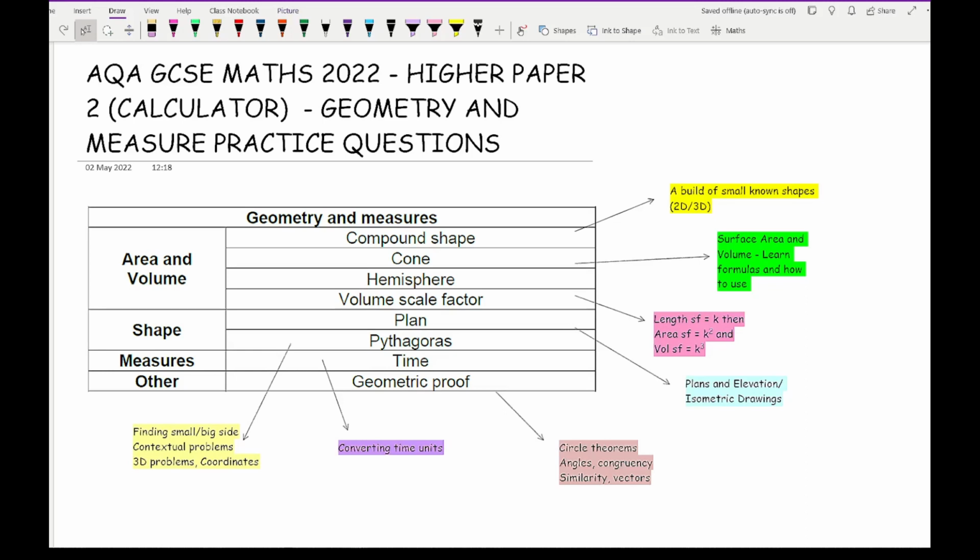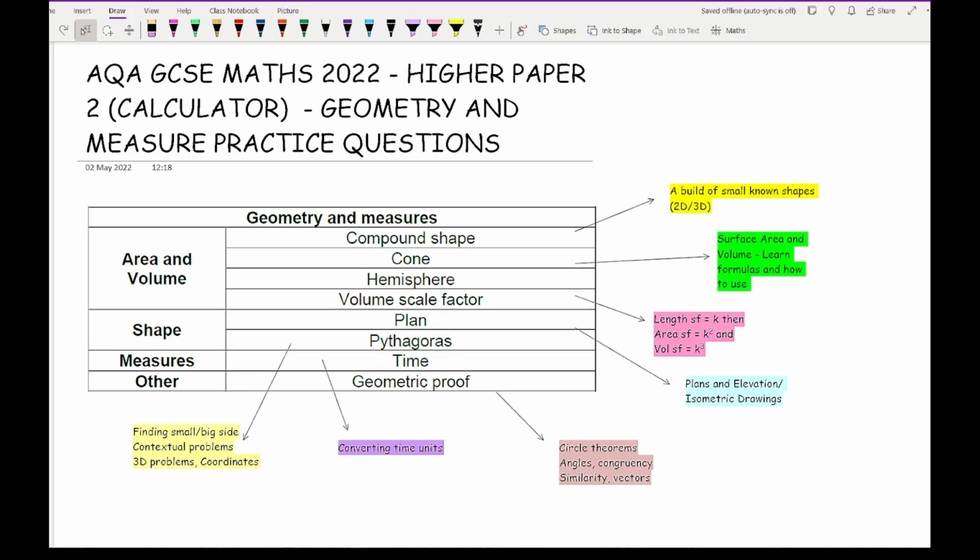working with these questions. With regards to plans, this is going to be linked to plans and elevation isometric drawing. So remembering how to draw either the plan, the side, or the front view of a 3D shape that's been drawn for you. When it comes to Pythagoras, again, there's a number of combinations.